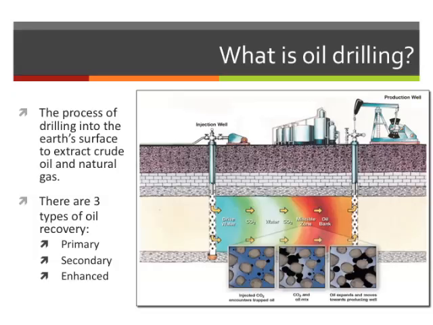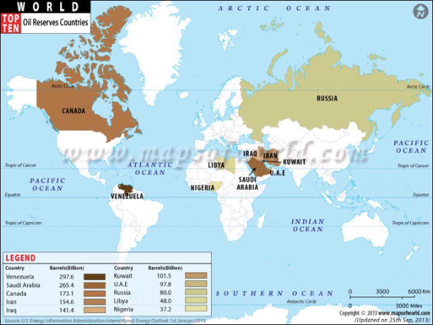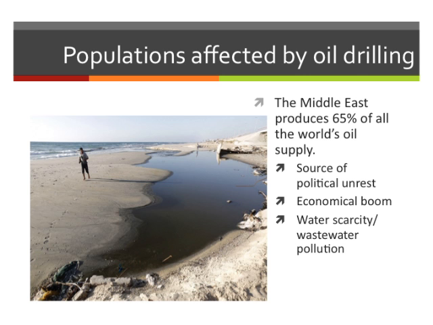Oil is distributed all around the world. However, some reservoirs contain more crude oil and natural gas than others, making them larger producers. This map shows the top 10 oil-producing countries, which are Venezuela, Saudi Arabia, Canada, Iran, Iraq, Kuwait, Russia, United Arab Emirates, Libya, and Nigeria.